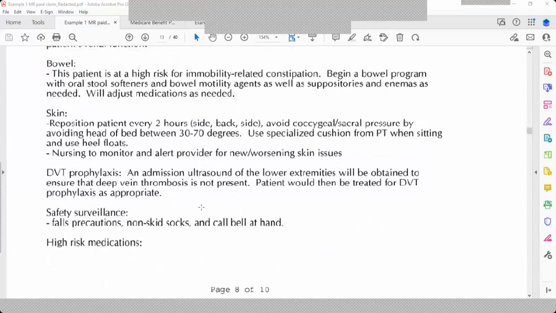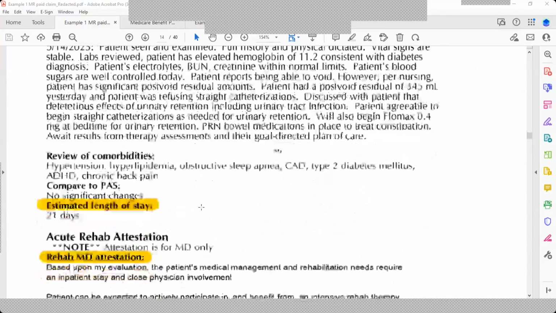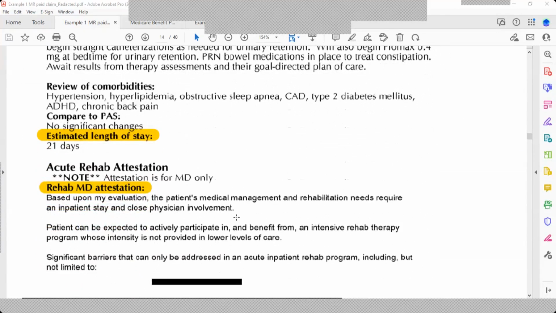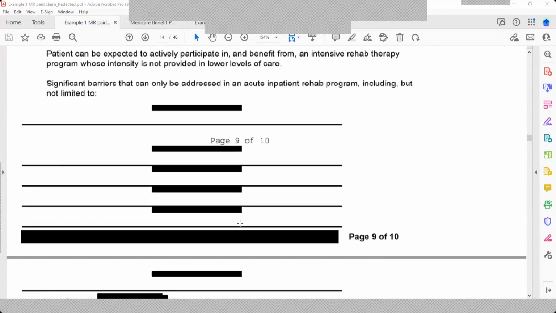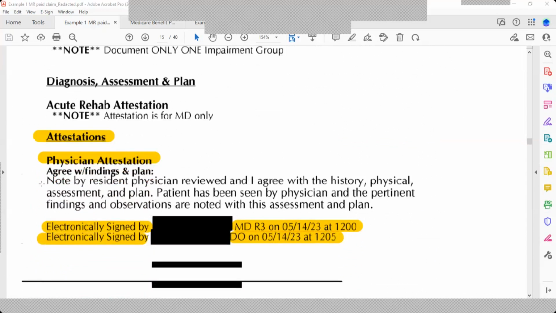Finally, we're going to look at the estimated length of stay. The estimated length of stay is listed as 21 days. And then we can see both the resident rehabilitation physician, which is the information right here, and the supervising rehabilitation physician information here. They have put their attestations. And then they also signed, dated, and timed the H&P on May 14th, 2023.